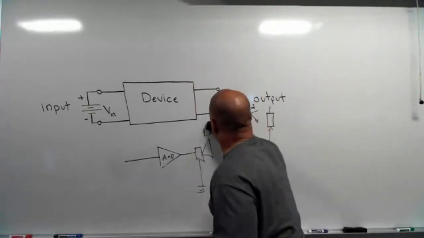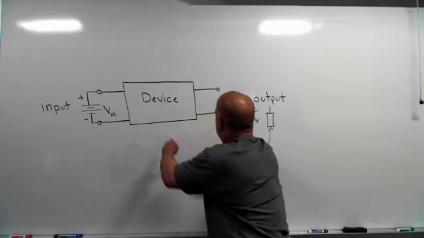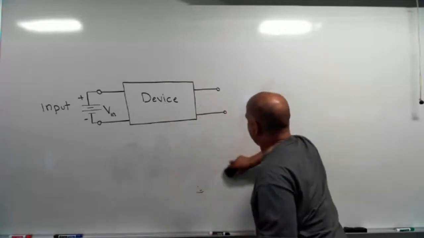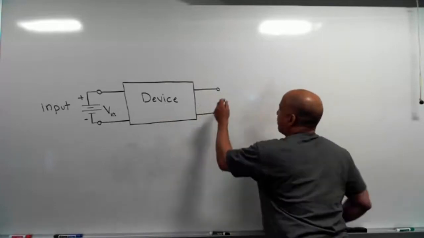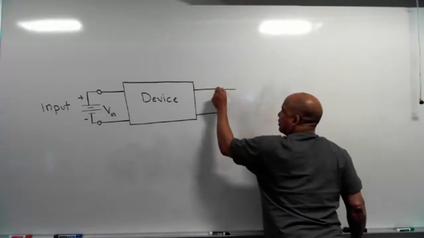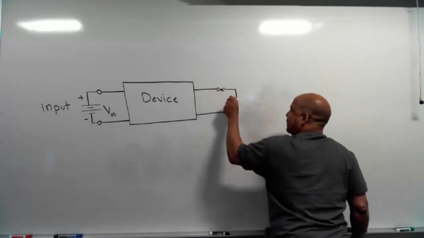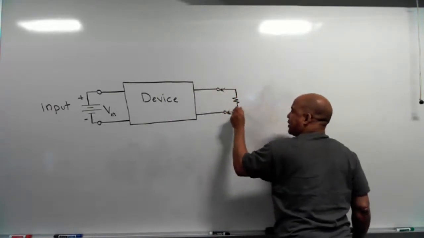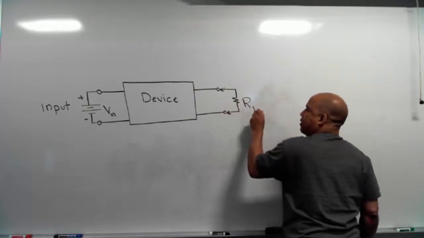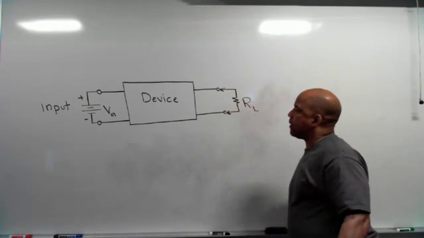So in other words, what I'm saying is, in this example device here, whatever this thing is, I probably have some kind of load that I have put on the output because this device is going to do something. We'll call that RL. That's the load.